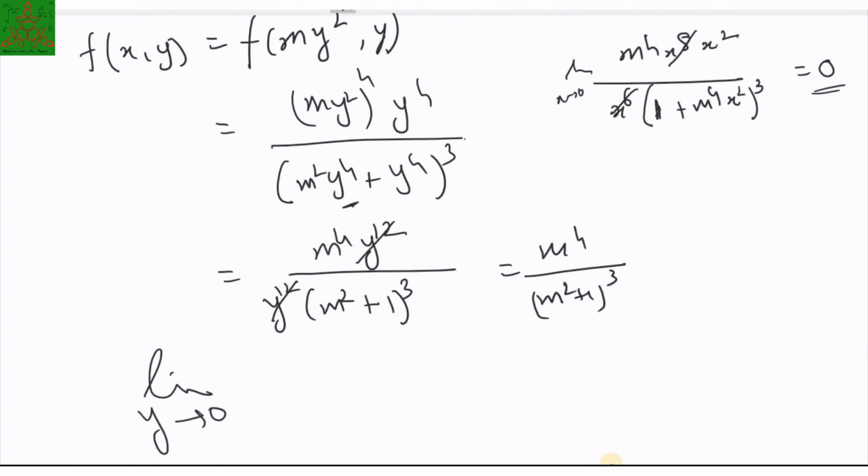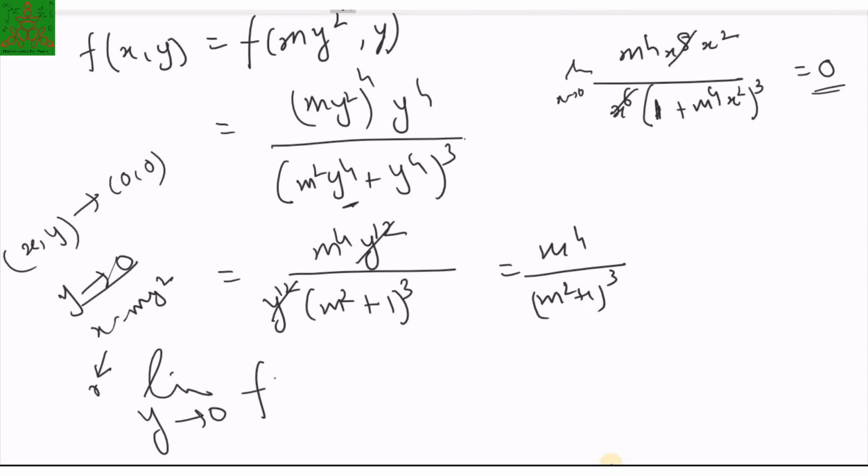y tends to 0 here, because as you have x, y tends to 0, 0, you will have y tends to 0, and as per the function which we have taken, x is equal to my square, y tends to 0, x already tends to 0. So x tends to 0, y tends to 0. So that function f of x y will be m power 4 upon m square plus 1 whole cube, which depends on m. So that means we can say that the limit does not exist. If you change the value of m, the limit differs. So that's why the limit does not exist.